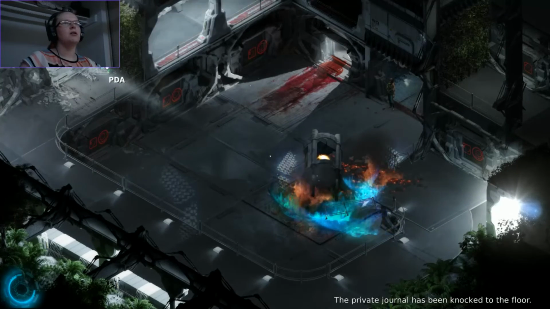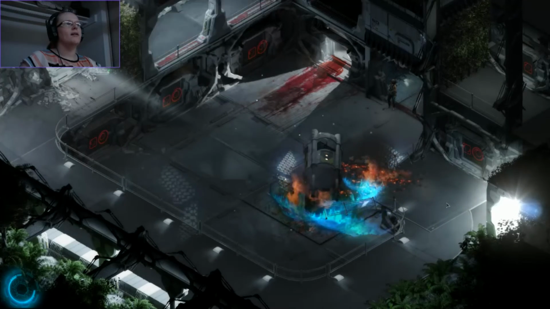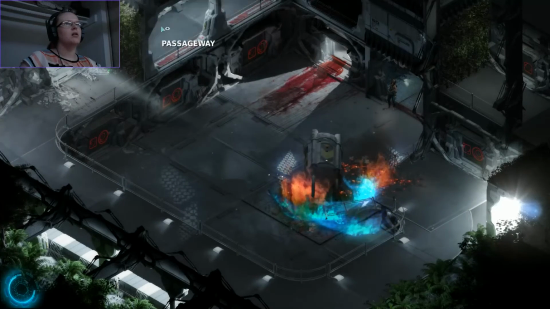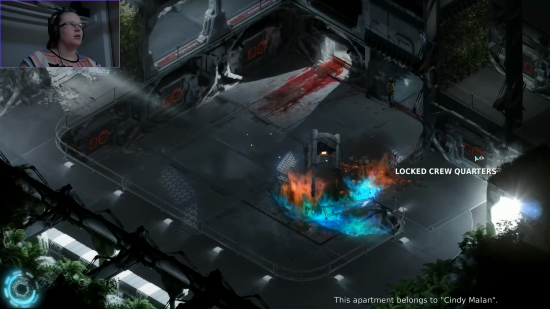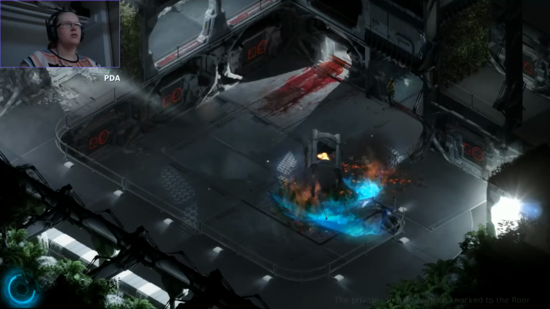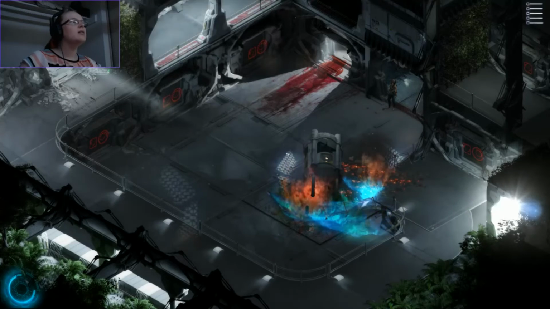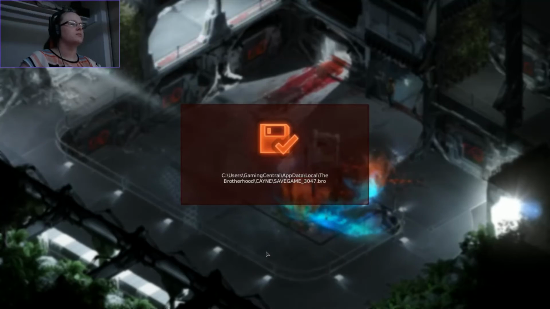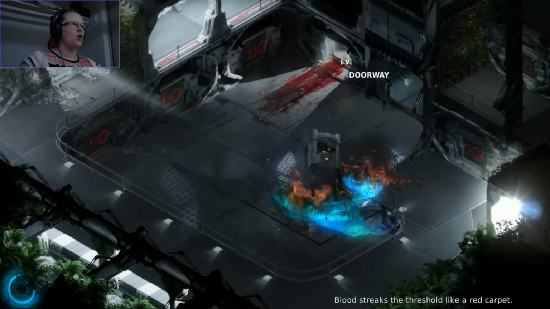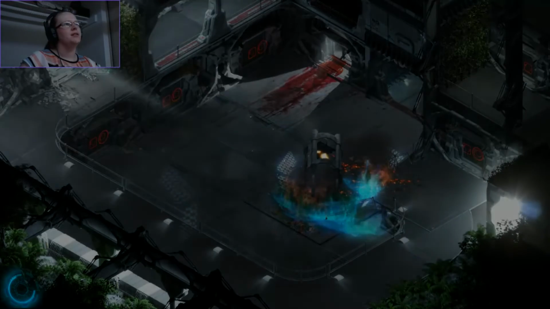Oh, there's a PDA up here. Oh, I can't get up there. I gotta... Okay, so I'm gonna have to go through this door to get up here to this PDA. Okay. Well, it's been a while since I saved, so let's quick save. And let's go on through the door with all the blood in it. Let's send the pregnant lady in.